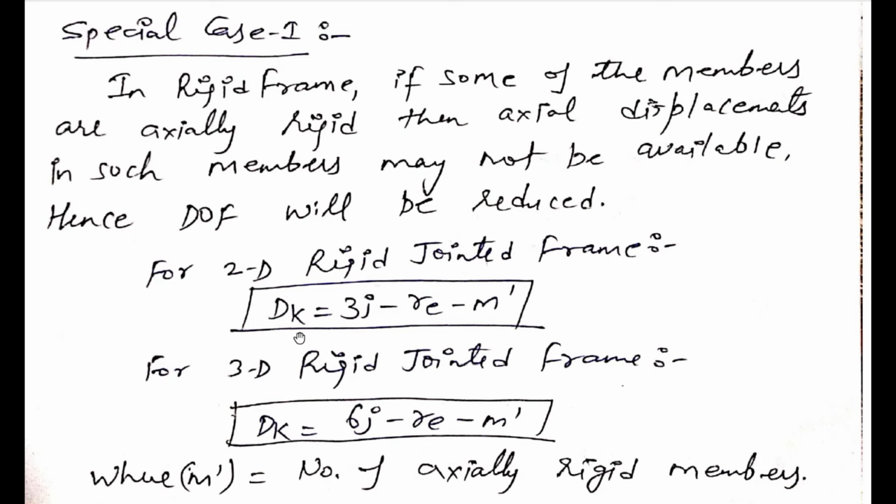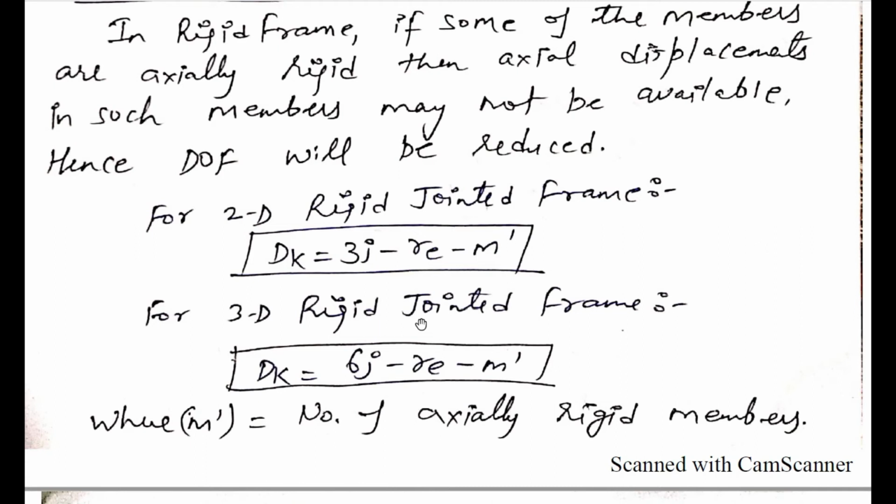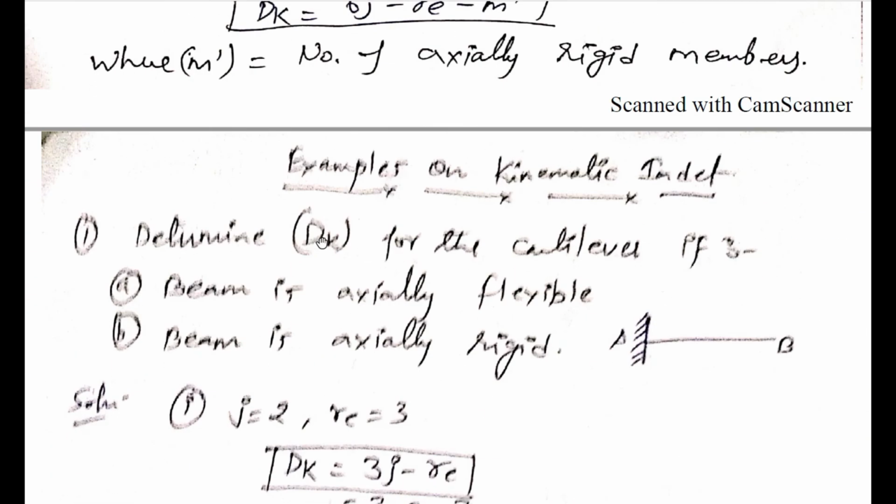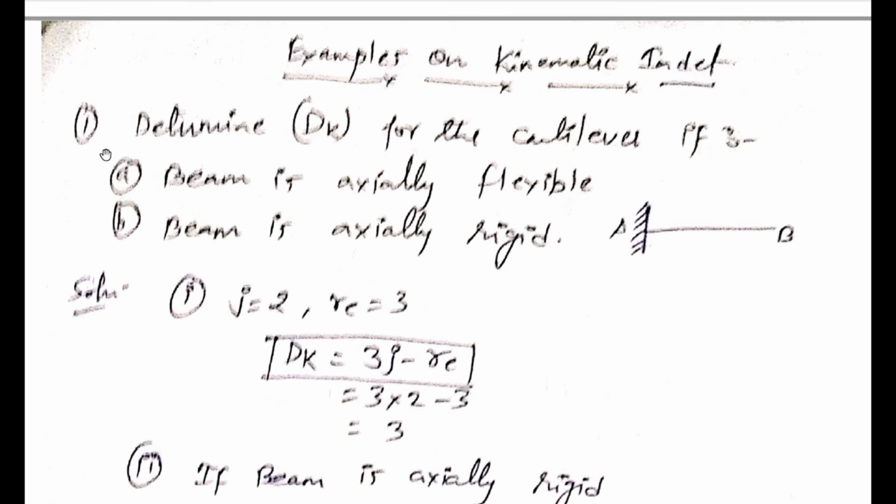So for a 2D rigid frame, dk is equal to 3j minus re minus m double dash, and for a 3D rigid frame, the dk value will reduce as 6j minus re minus m double dash. m double dash means the number of axially rigid members, and in static indeterminacy we studied that m dash means the number of members meeting at a hybrid joint. Now, based on this, here are some examples for kinematic indeterminacy.